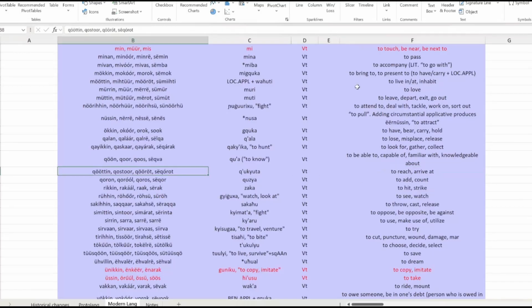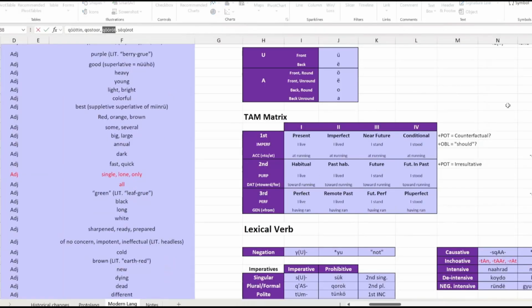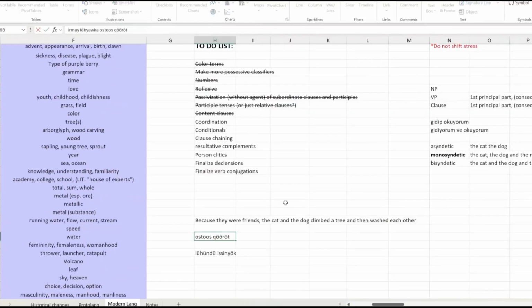I forgot to work out what tense we're doing. Let's just go with the remote past, just for the hell of it. So that's the third principal part and form 2 of the auxiliary. But wait a minute. No, I just screwed that up. Because this clause, the cat and the dog climbed a tree, should take the consecutive converb. It's only the last clause, they washed each other, that's the finite clause. Okay, let me try this again.